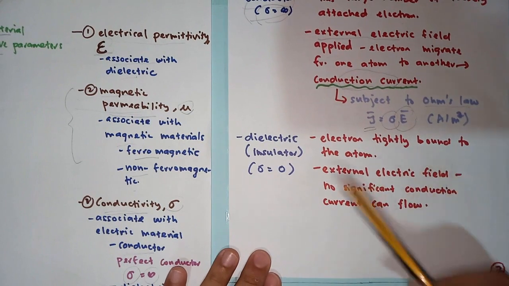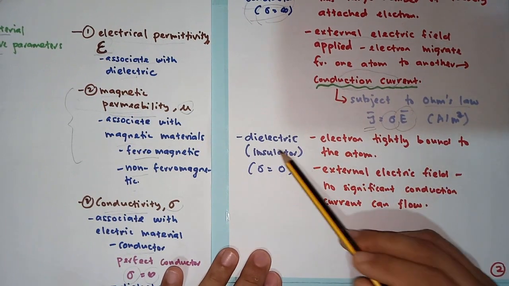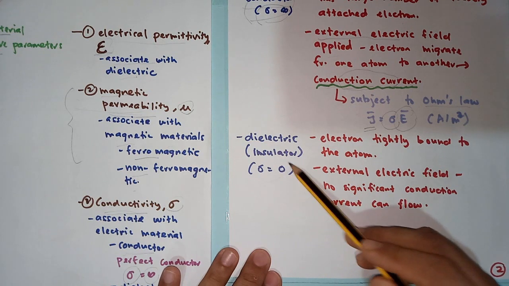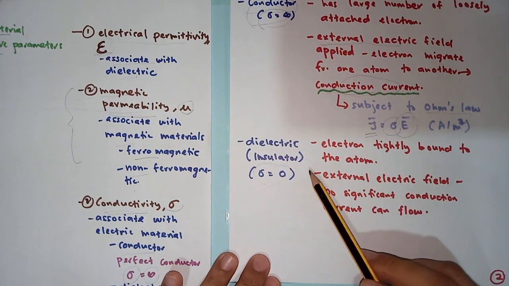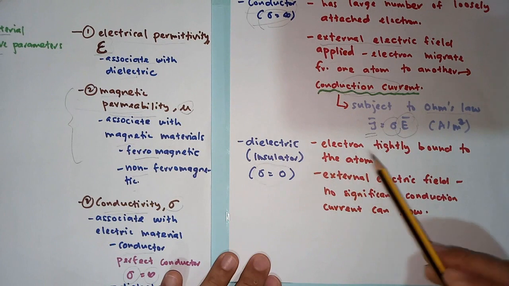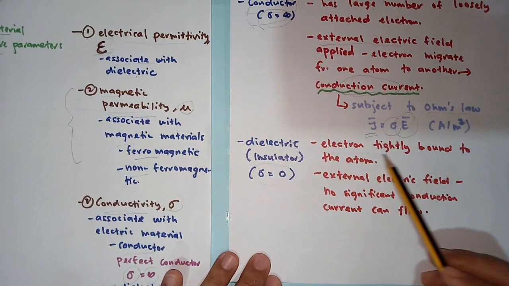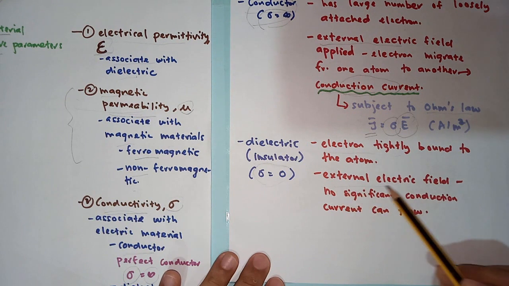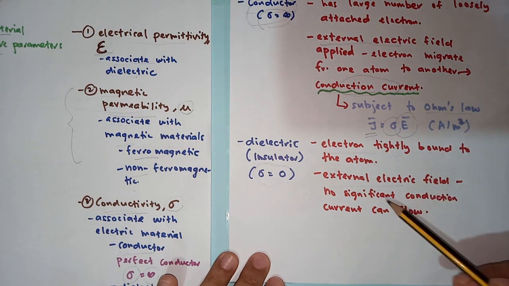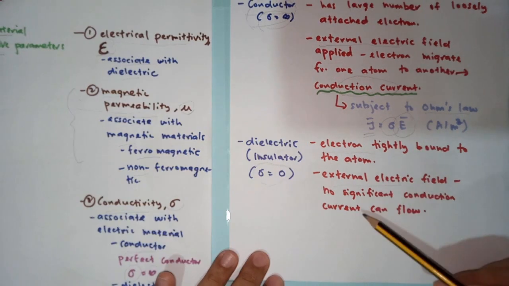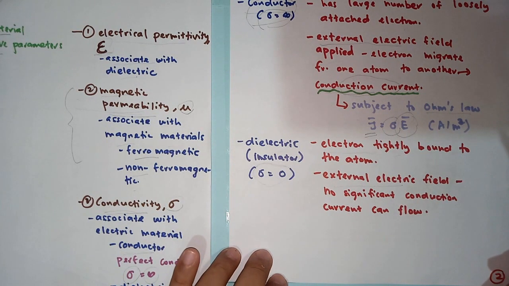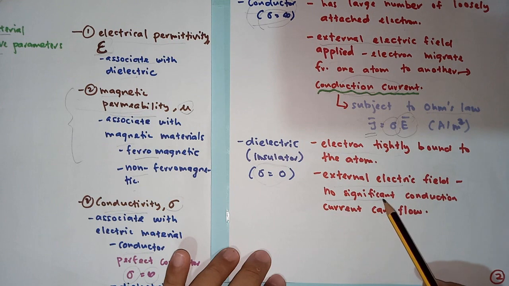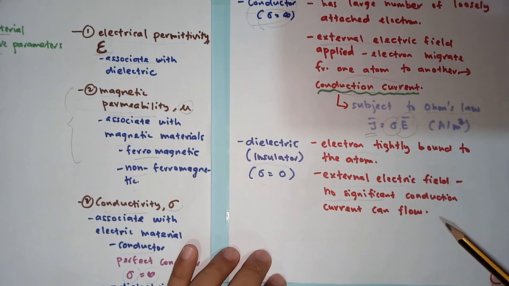However, in a perfect insulator or perfect dielectric, the value of sigma is equal to 0. So inside this particular material, most electrons are tightly bound to the atom. Even if we apply an external electric field, the electrons cannot jump or migrate from one atom to another. In this case, we don't have any significant conduction current flowing.